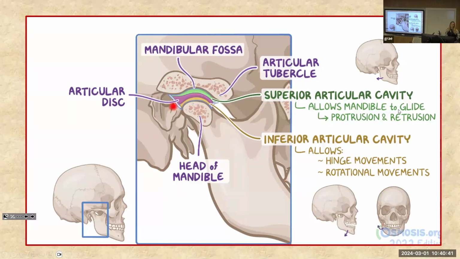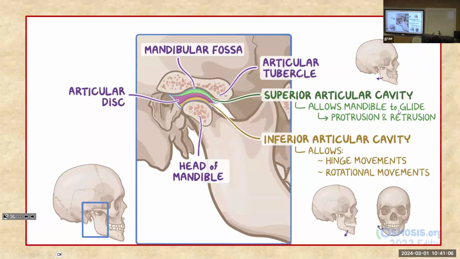making a joint. And what that does is separate this joint cavity into kind of two different joints. So we end up with a superior articular cavity and an inferior articular cavity because of this articular disc. And we have different motions that are involved in the different aspects of this joint. So the superior articular cavity will allow the mandible to glide.